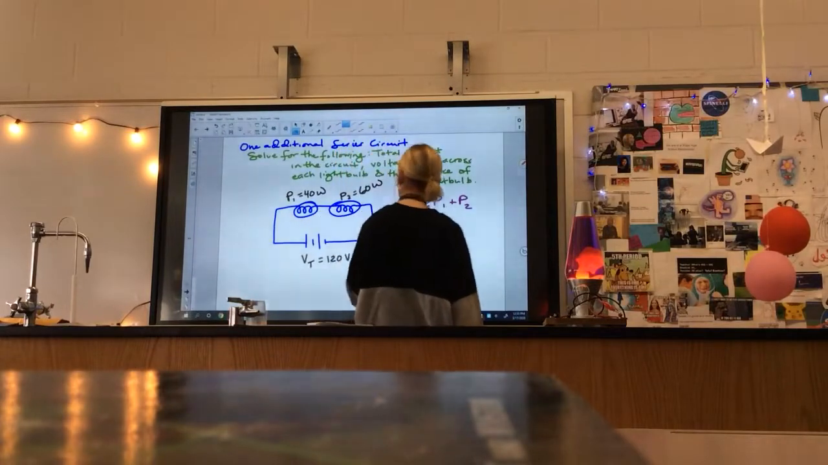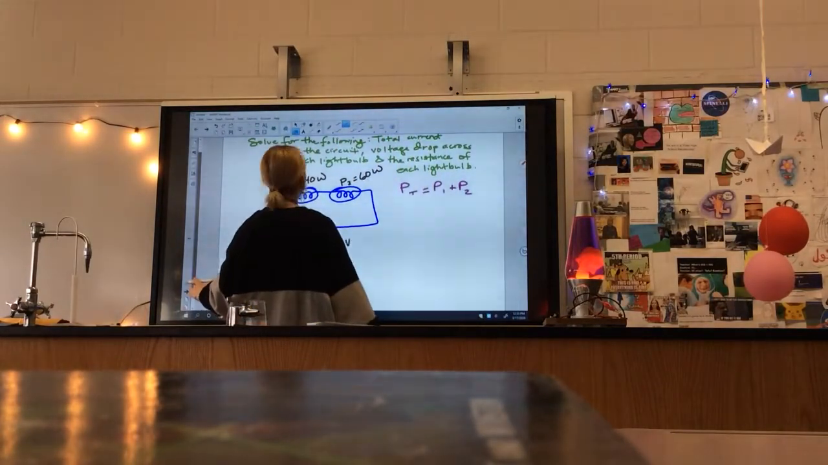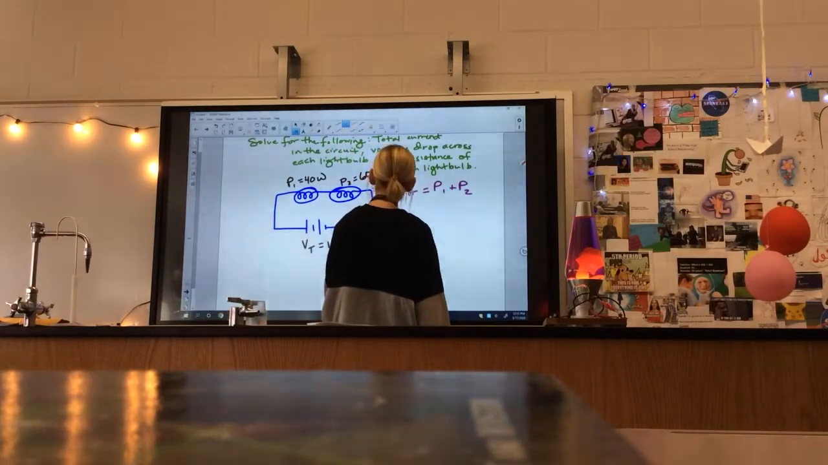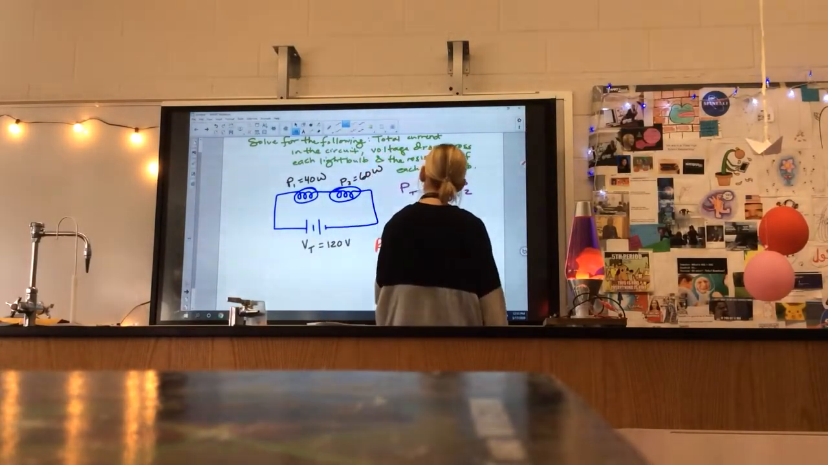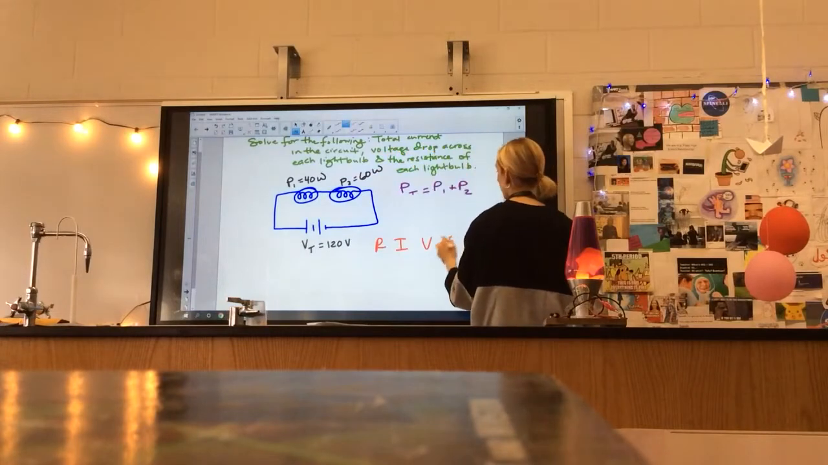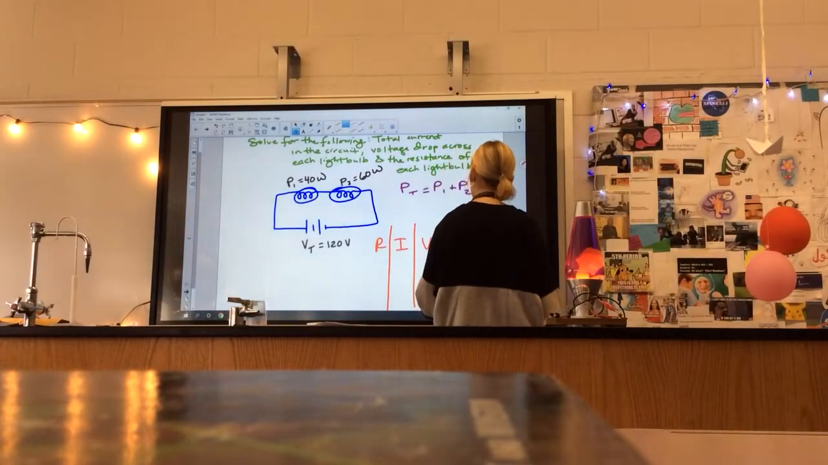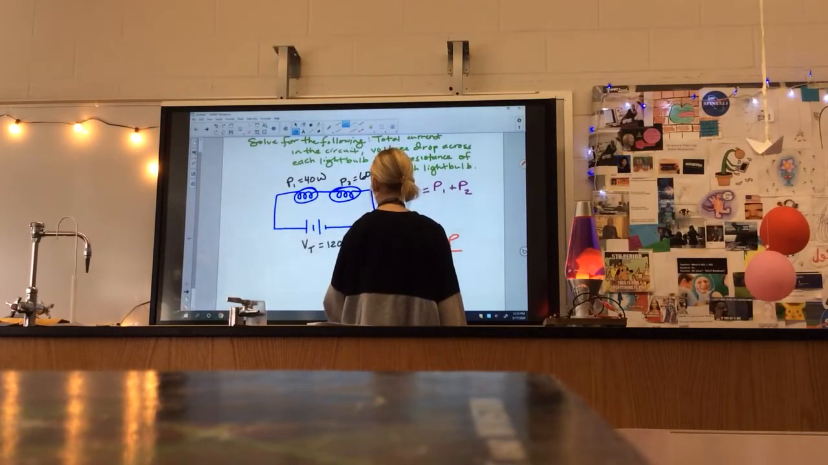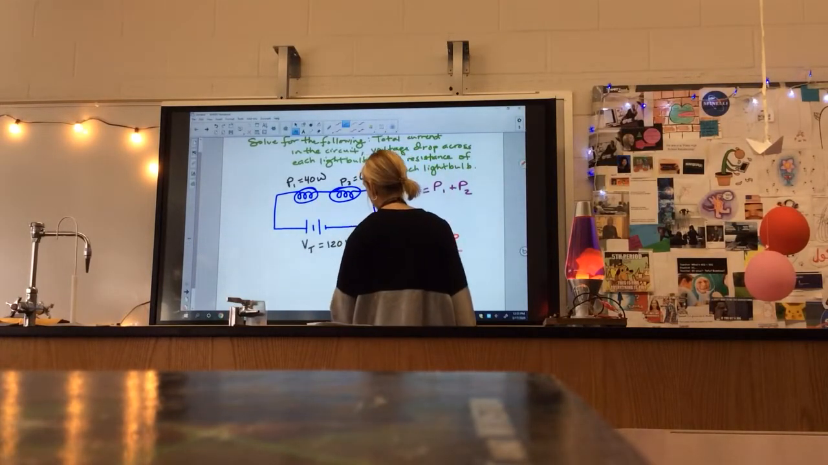So I'm going to make my standard RIV chart because I think it's really valuable, and I hope that you'll get into these kinds of habits. So RIV, but I'm going to add a section for the power, since that's kind of where I have the most information here. So I have lamp 1, lamp 2, and I of course need a section for total.